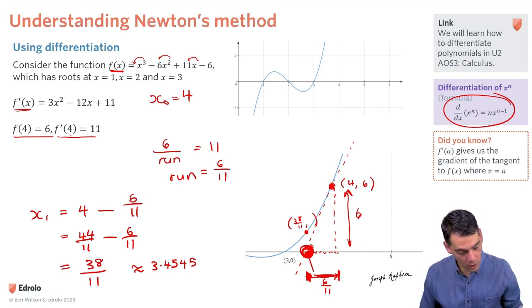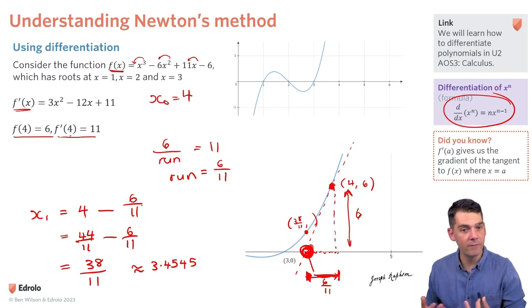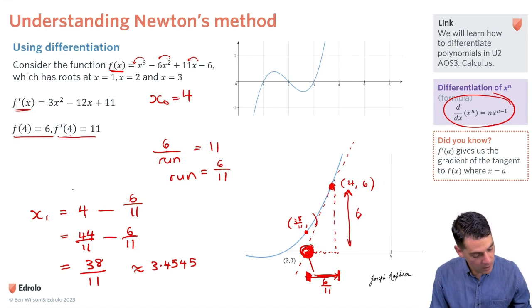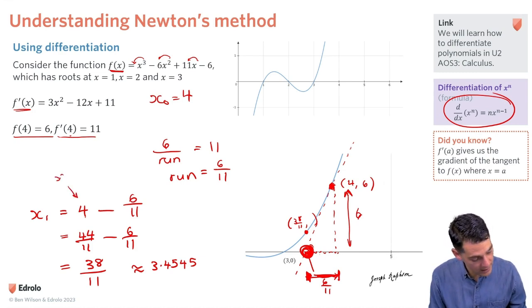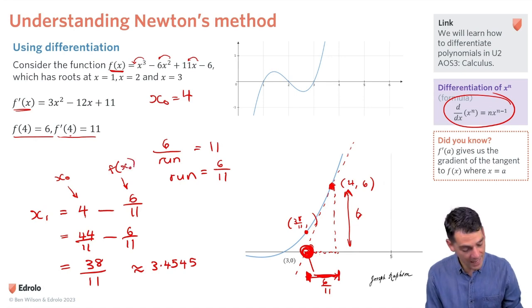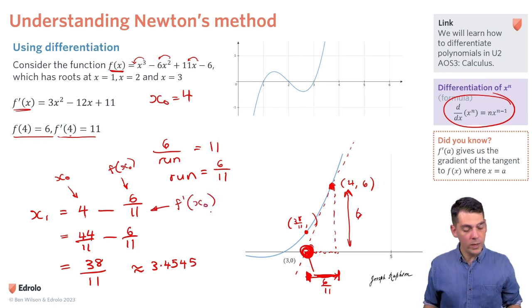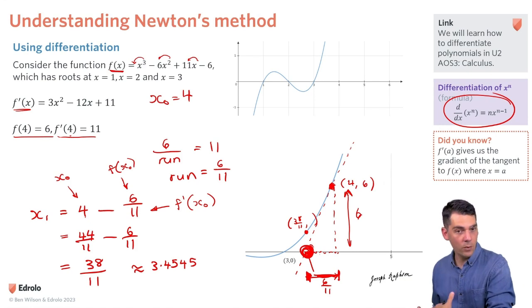And what I would do is, if we look at what we did here, my 4 minus 6 on 11, let's go back to our first guess. Of course, the 4 was our initial guess, our x0. What was the 6? The 6 was the y coordinate, so that was f of x0, and 11 was f dash of x0. So what we can do is repeat that with our next guess.